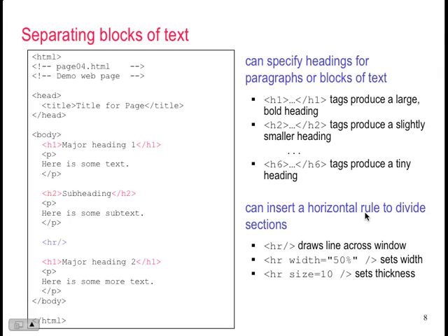So you can insert a horizontal rule as well to divide the sections, and as we saw already, the HR is our horizontal rule. And we can set the width as a property for the horizontal rule of 50%, which sets the width of the line. And we can also set the size in terms of thickness. Excuse me, the width is this way. The size is the thickness of the line. Let me just flip. So this is on number 4.